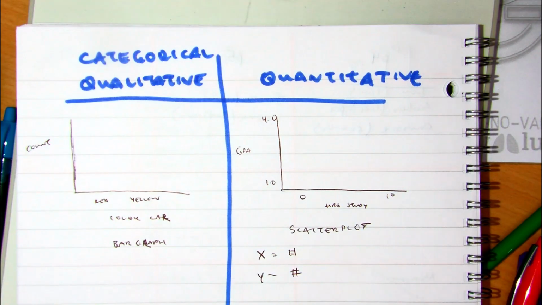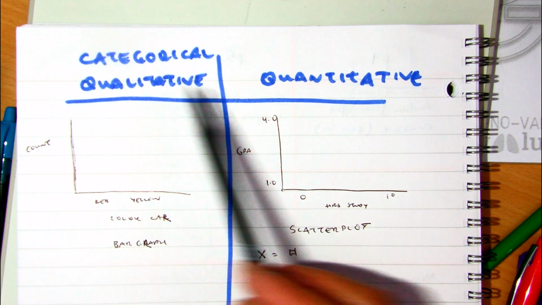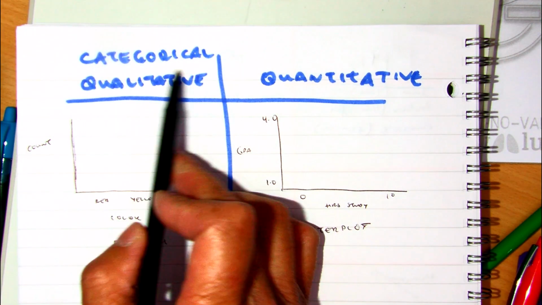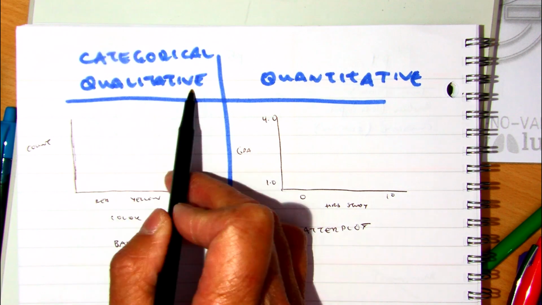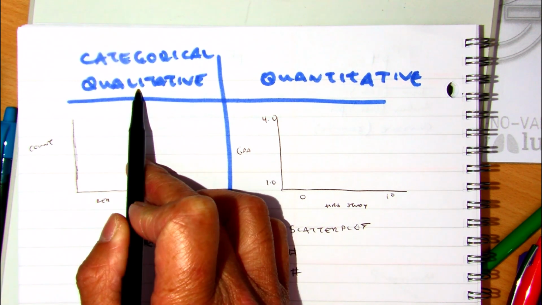Okay, so I just want to quickly go over the difference between categorical data, or some people call it qualitative data, and quantitative data. Categorical sounds like what word class? Categories. And qualitative data sounds like what? A quality that you can measure in something.